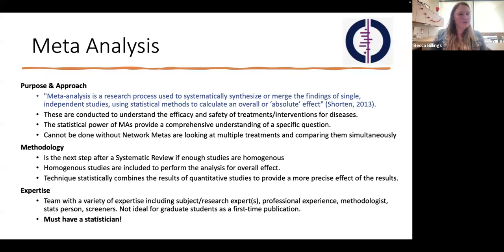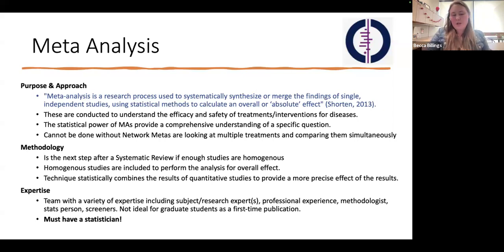These are really used, especially your network meta-analyses, to understand the efficacy and safety of specific interventions. These are a powerful tool that you have to have a statistician for. You have to have that math person to be able to do the meta-analysis. But basically, a meta-analysis is a systematic review that is going a step further to use math to calculate the overall effect and success of something.